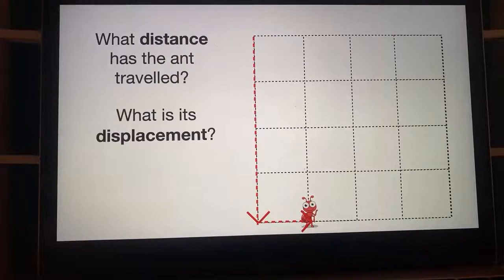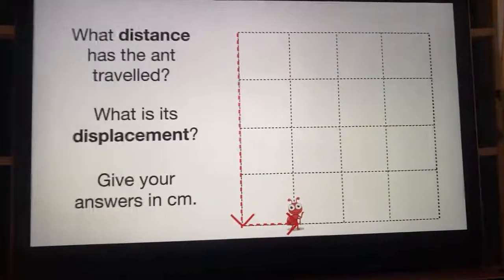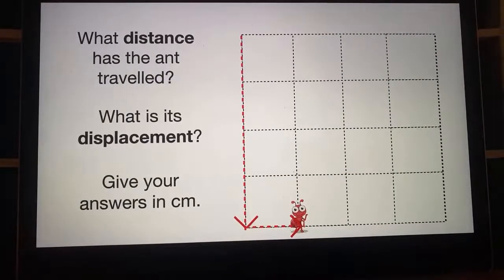What distance has the ant travelled and what is its displacement, please? And can you give your answers in centimetres? Sounds very obvious, but there's never a bad time to practice measuring things. We don't actually do a lot of measuring in schools these days, really, because a lot of it is digital. So I said to bring a ruler with you. If you've got a ruler, can you just measure, because this is your piece of paper, yeah? So imagine your actual piece of paper is where the ant has travelled.